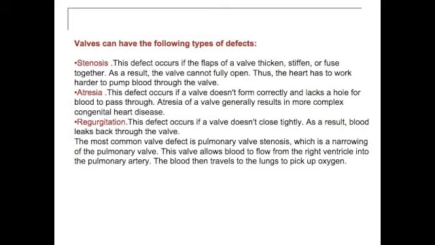Regurgitation. This defect occurs if a valve doesn't close tightly. As a result, blood leaks back through the valve. The most common valve defect is pulmonary valve stenosis, which is a narrowing of the pulmonary valve. This valve allows blood to flow from the right ventricle into the pulmonary artery. The blood then travels to the lungs to pick up oxygen.